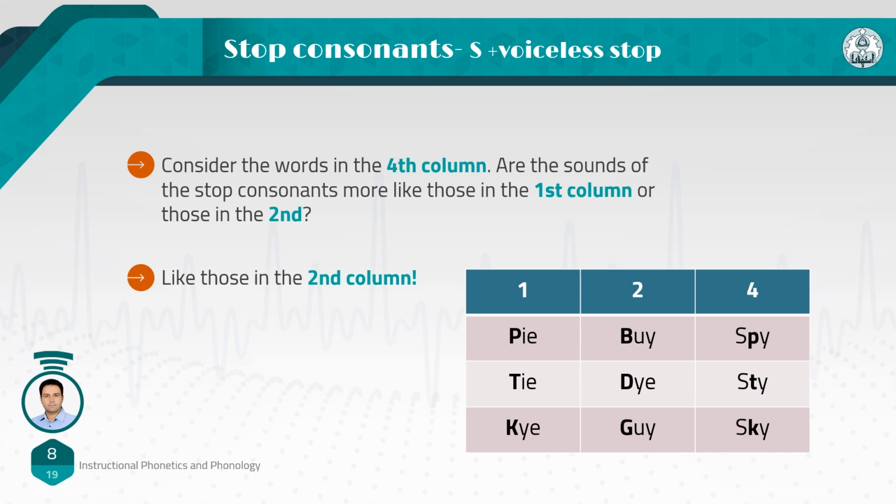Or for example, tie, die, sty. As you can see here, the t in "tie" and "sty" are different. And the k in "kai" and "sky." Again, the quality of k in "kai" and "sky" is different. This is because of the effect of the prior sound, which is s.